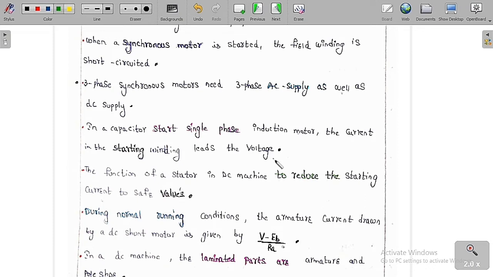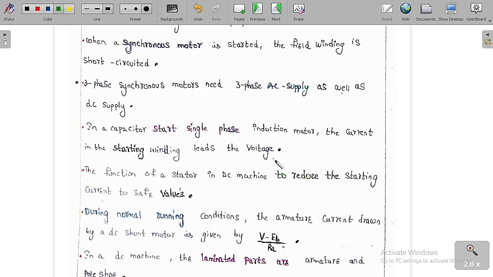I have already told you, in a capacitor start single phase induction motor, the current in the starting winding is going to lead the voltage because there is a capacitor. So the capacitor reactance is very much higher than the starting winding inductance. Therefore, the winding is going to act like a pure capacitor, so the starting current is going to lead the supply voltage.